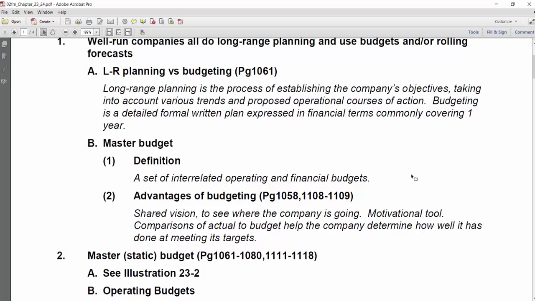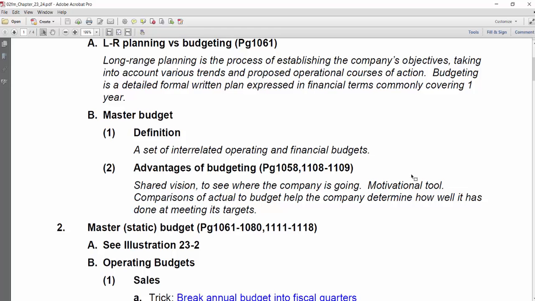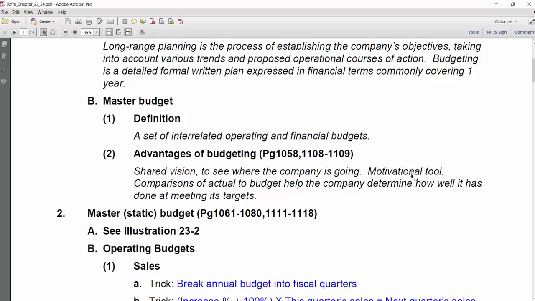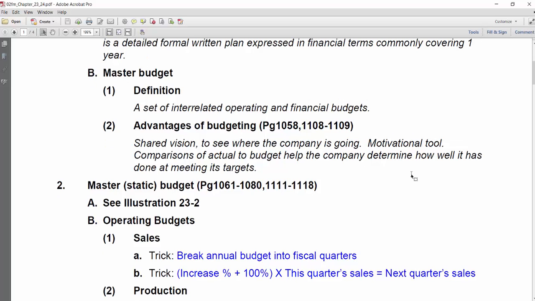It's quite extensive, but it contains several different components. Operating budgets include sales. And the trick to a sales budget is to break your annual budget into fiscal quarters. And for any percentage increases or decreases, just take the percentage increase or decrease and add it to 100% and then multiply it by whatever your sales is, and then you can get your growth rate and copy that in a cell in Excel in succeeding quarters.